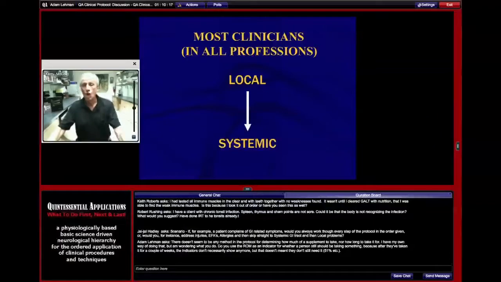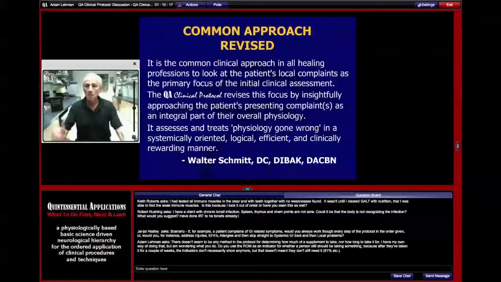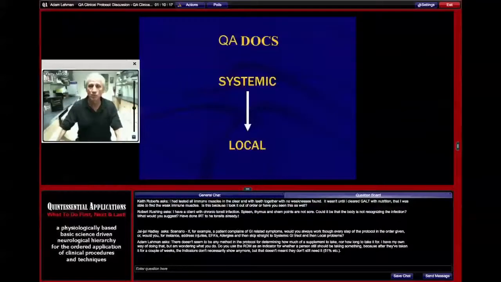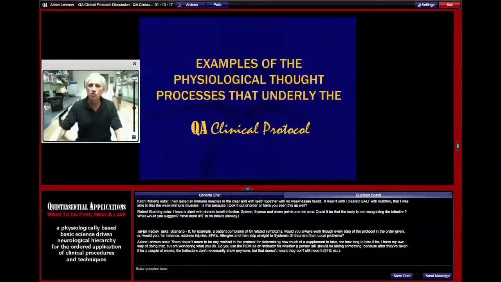QA suggests, as you know, that we address systemic phenomena prior to treating local problems, which encourages favorable outcomes. So most clinicians, all professions, address local issues first and then systemic issues. But as Dr. Schmidt said, it's the common clinical approach to address these local issues first as the primary focus of our initial clinical assessment. But the QA clinical protocol revises our focus by insightfully approaching the patient's presenting complaints as an integral part of their overall physiology. It assesses and treats physiology gone wrong in a systemically oriented, logical, efficient, and often clinically rewarding manner. So QA docs address systemic influences prior to treating local problems.